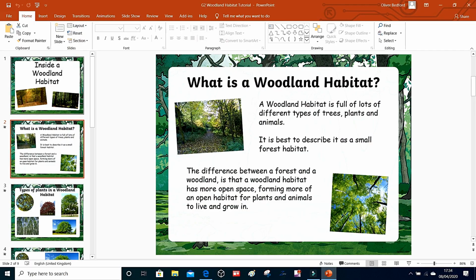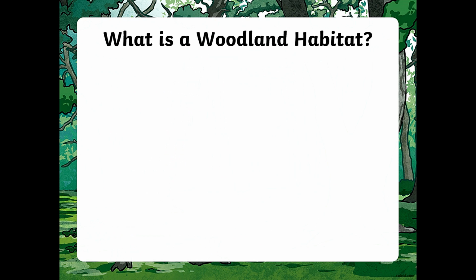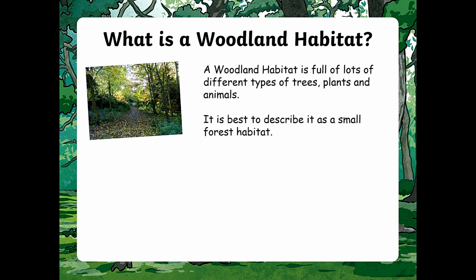Okay, so we're going to come and have a look now at some other parts of a woodland habitat. Let's remind ourselves, what is a woodland habitat? Well, we've just explored our one here at BGV. A woodland habitat is full of lots of different types of trees, plants, and animals. It's best to describe it as a small forest habitat.